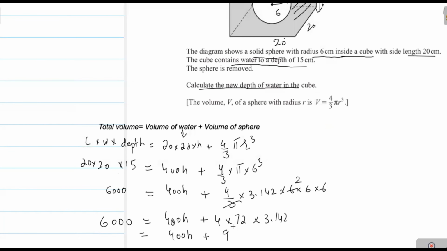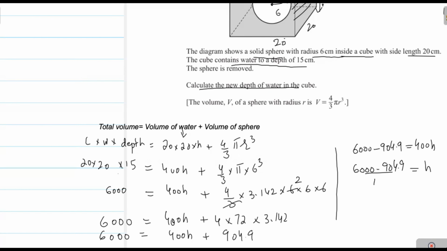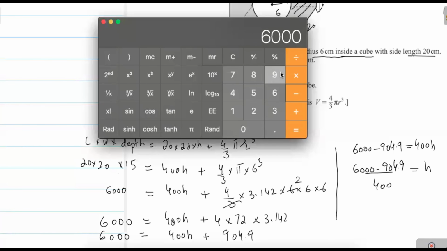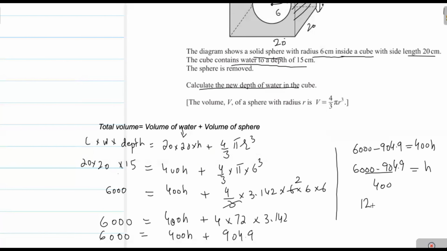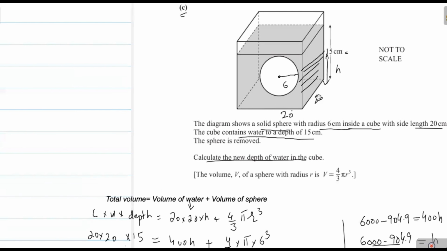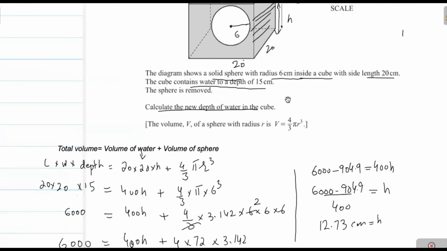Now we write here 400h plus 904.9 equals 6,000. 6,000 minus 904.9 is equal to 400h, and h will be equal to 6,000 minus 904.9 over 400. 6,000 minus 904.9 divided by 400, and this will be equal to 12.73 centimeter, which is the height of the water, the depth of the water after removing this sphere. Now we move to the next part of this question.